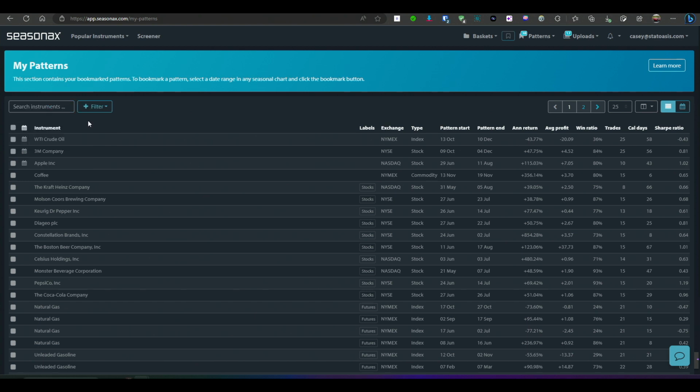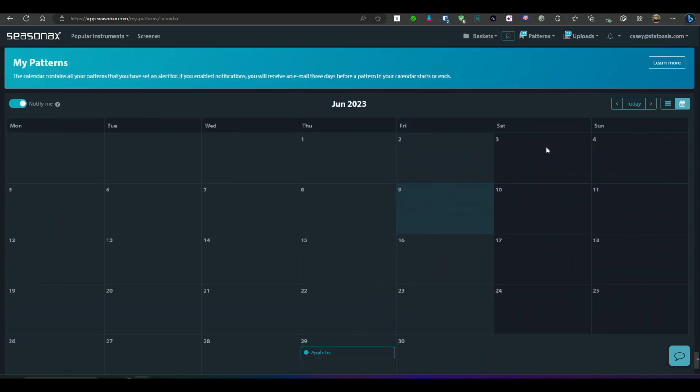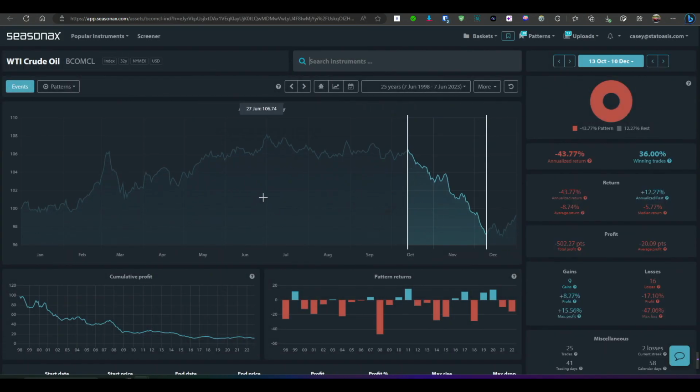Now you will receive an email 3 days before the pattern starts and 3 days before the pattern ends. And actually I can go to patterns, my calendar. You can see here I have Apple for this month. And if I go to October, here is my crude oil saved here. So on Tuesday, October 10th, I'll receive an email saying this pattern will be alive in 3 days. And of course, if you click on it in the calendar, it will take you to the pattern and everything inside. So this is a great added feature because now you can save hundreds of patterns and you will receive an email 3 days before it happens to let you know that this pattern is coming and you can trade that pattern.